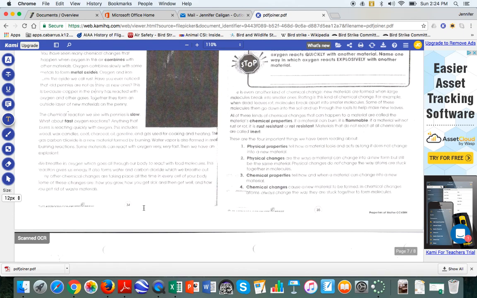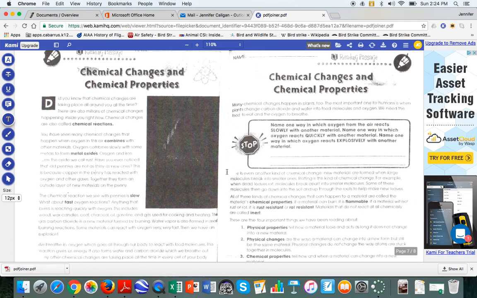So there are chemical reactions in every cell of your body. That's how you grow, you get sick, you get better, how you get rid of waste, all that stuff is a chemical reaction. Chemical change, same thing. So over here, it is asking you name one way in which oxygen from the air reacts slowly with another material. Name one way in which oxygen reacts quickly and one for explosively.